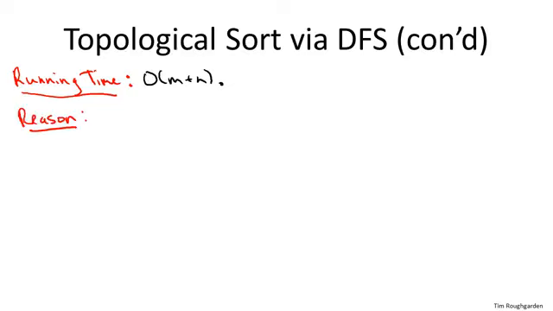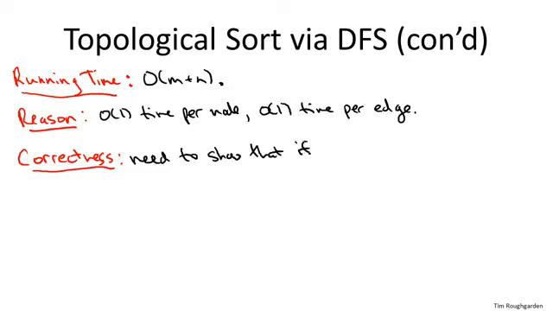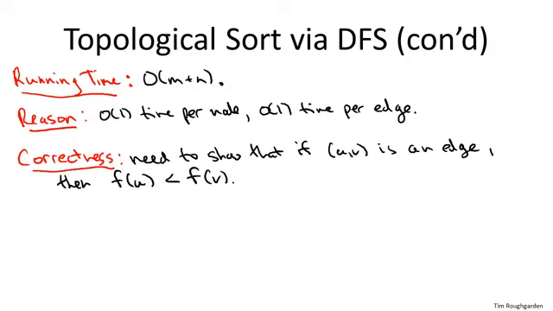So you only do a constant amount of work for each of the n nodes, and each edge, in a directed graph, you actually only look at each edge once when you visit the tail of that edge. So you only do a constant amount of work per edge as well. Of course, the other key property is correctness. That is, we need to show that you are guaranteed to get a topological ordering. So what does that mean? That means every edge, every arc travels forward in the ordering. So if UV is an edge, then f of u, the label assigned to u, in this algorithm is less than the label assigned to v.